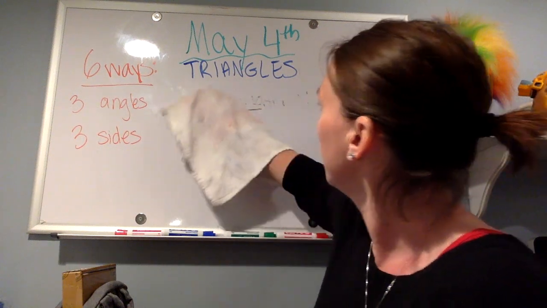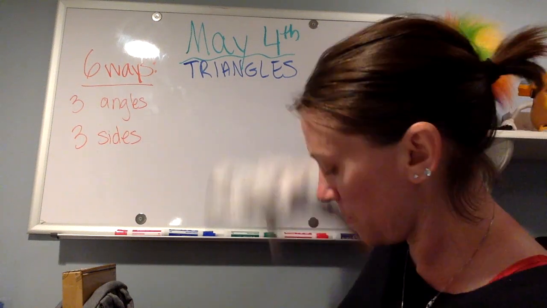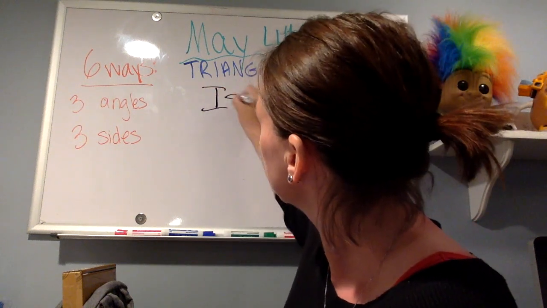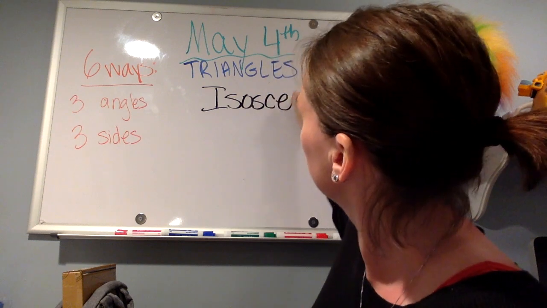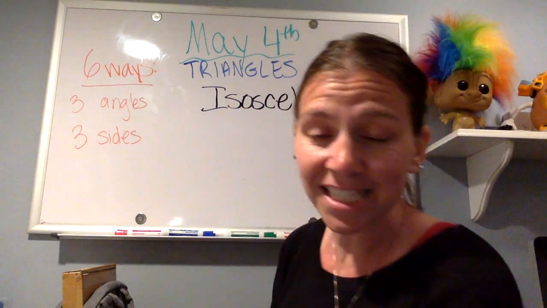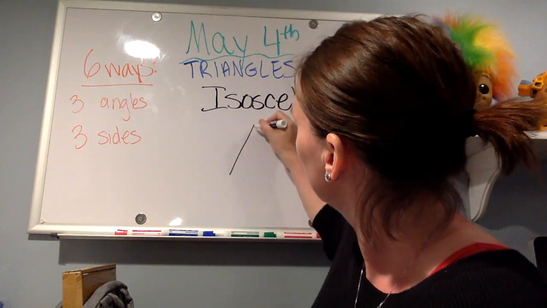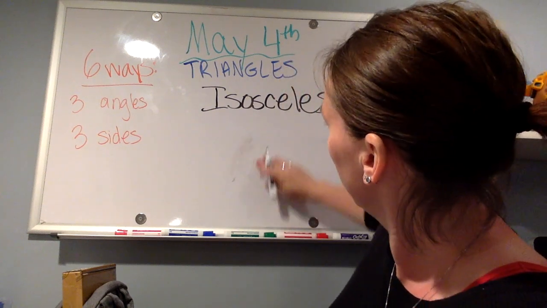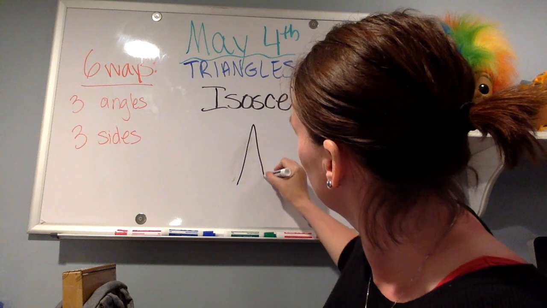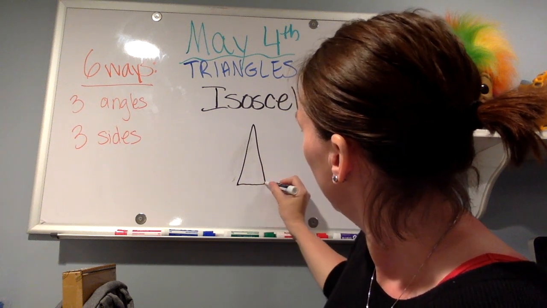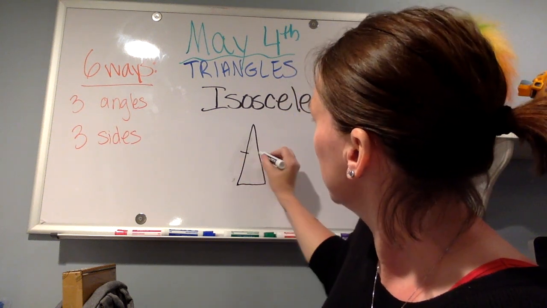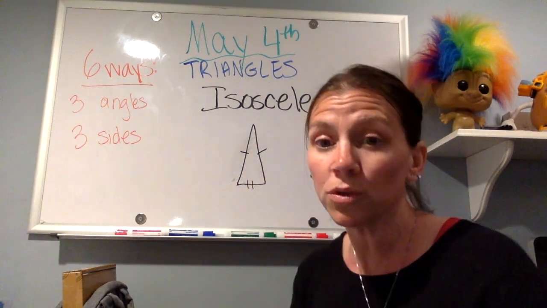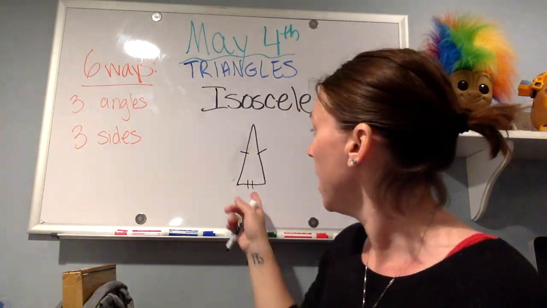Equilateral triangle, all right? So that's one of them. The next one, sometimes I spell it wrong, so I'll try not to, is isosceles. So an isosceles triangle, I'm going to draw one. I'm going to make it look like this, okay? And if I have 1 tick mark, 1 tick mark, and 2 tick marks, that means that these 2 sides are the same and 1 is not.